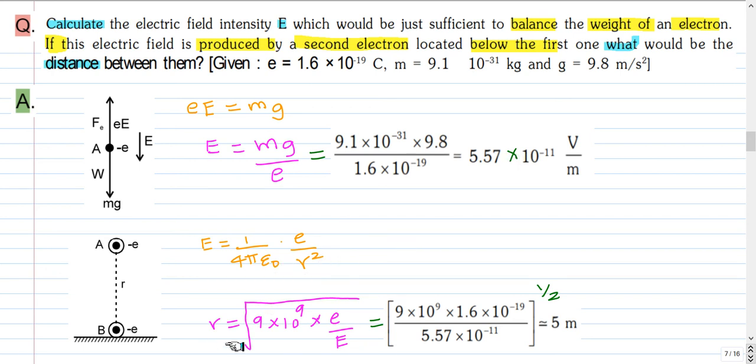So from this we get r as square root of 9 into 10 to the 9, which is 1 by 4 pi epsilon naught, into e by E. So putting the value of E as this one, we get this distance as approximately 5 meters. So an electron which is at a distance of 5 meters will be able to balance the weight of the above electron.